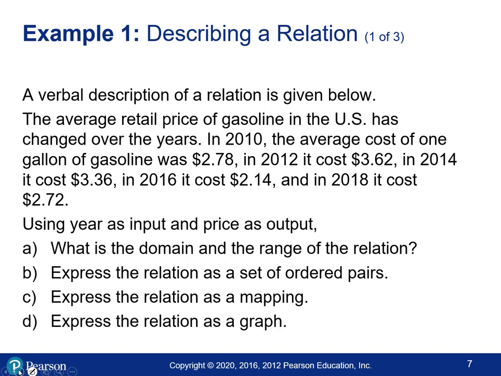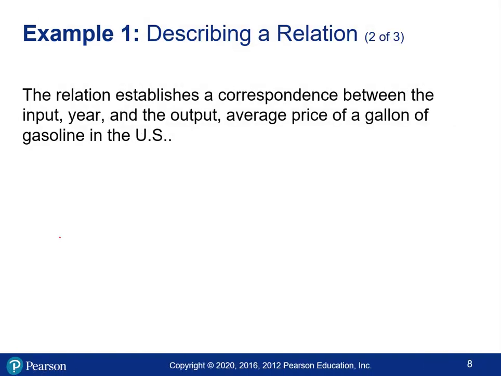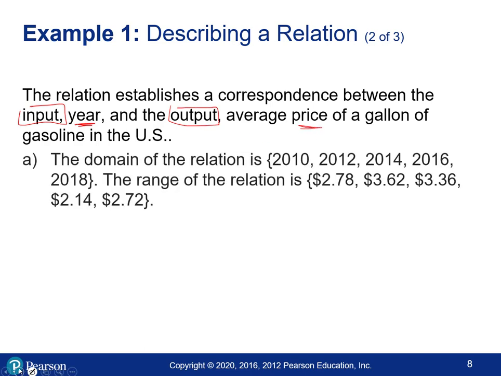So we're going to do these 4 things. The relation establishes a correspondence between input, which is the year, and output, which is the average price of a gallon of gas in the US. For part A, the domain is all of the years, and we use these squiggly braces to denote the set. When you see those, that means in math, the set.